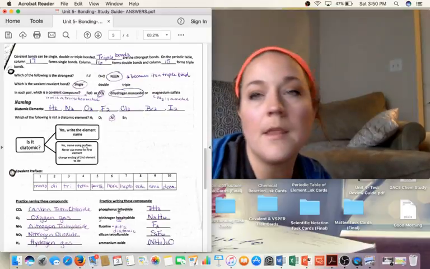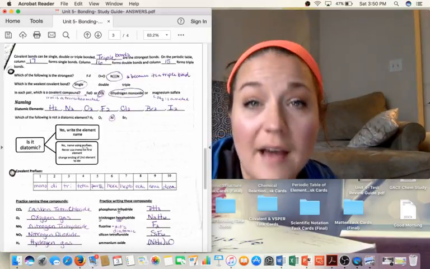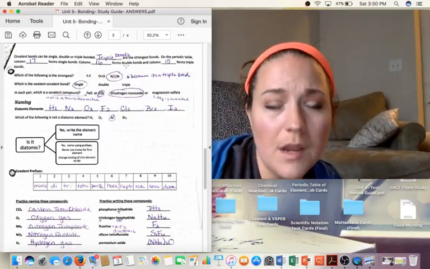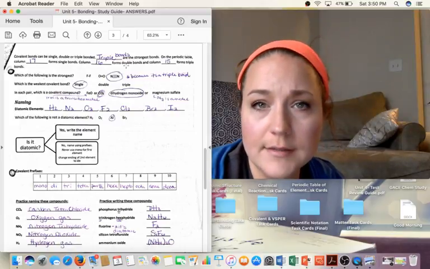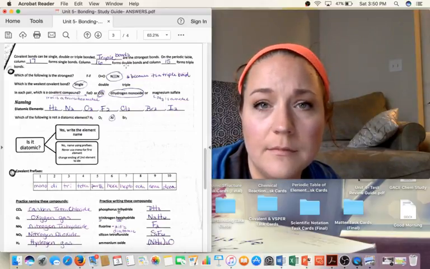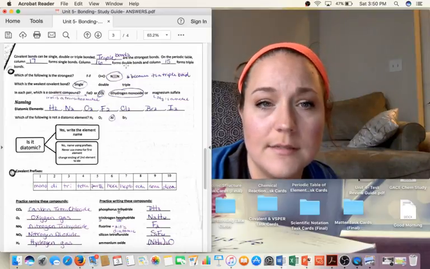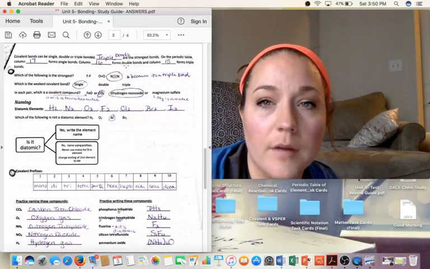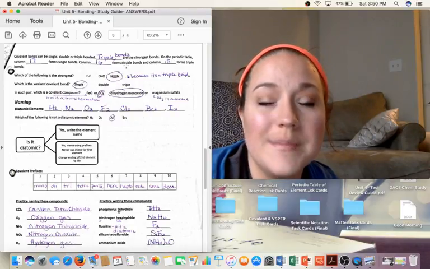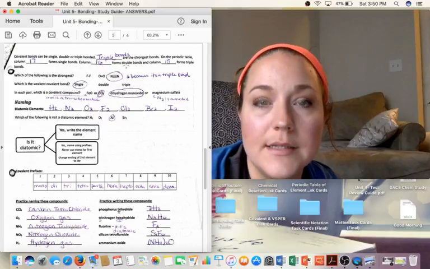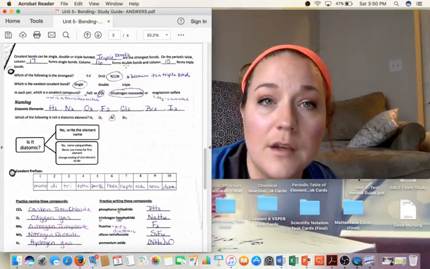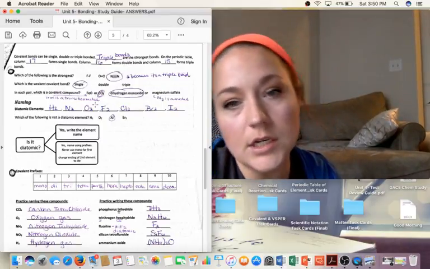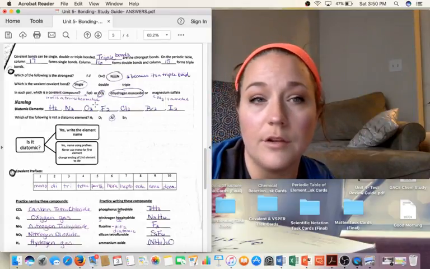All right, covalent bonds can have a single, double, or triple bond. The triple bond is the strongest. They're sharing 3 pairs of electrons. On the periodic table, column 17 forms single bonds, column 16 forms double bonds, and column 15 forms triple bonds. This information is all from our class notes number 3 if you're looking back.